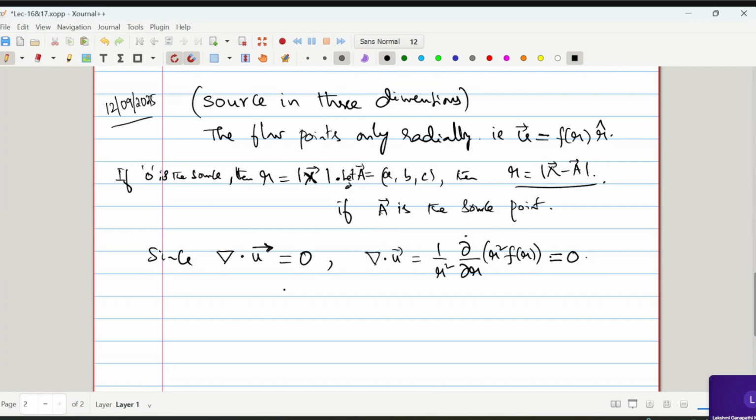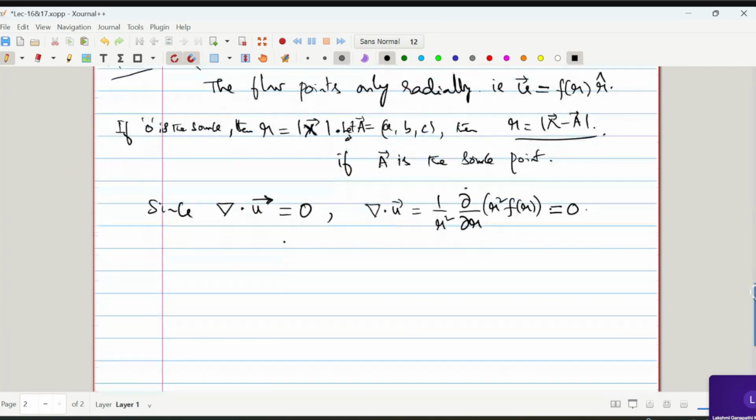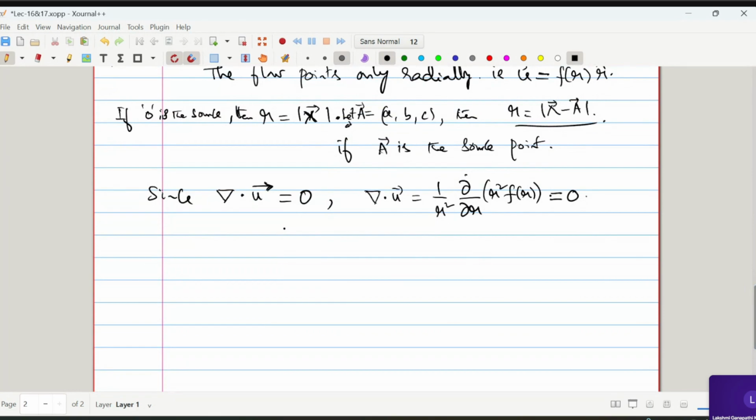Can you just recall why is this so? Yes, sir, because we know the formula for the divergence of any vector, that is 1 by h1 h2 h3 times the derivatives inside, like that. So you have this one. Now you need to solve this equation, this PDE. If you try to solve, what solution do you get for del dot u equal to 0?